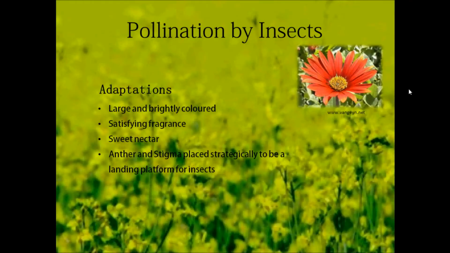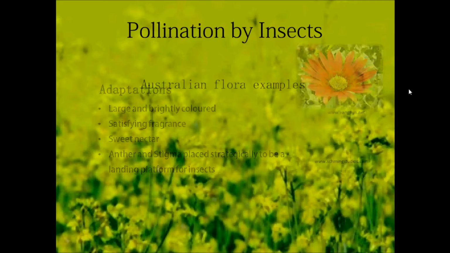Insects also pollinate various types of Australian flora. Adaptations include being large and brightly colored, plants have a satisfying fragrance and sweet nectar, and anthers and stigmas are strategically located to serve as a landing platform.